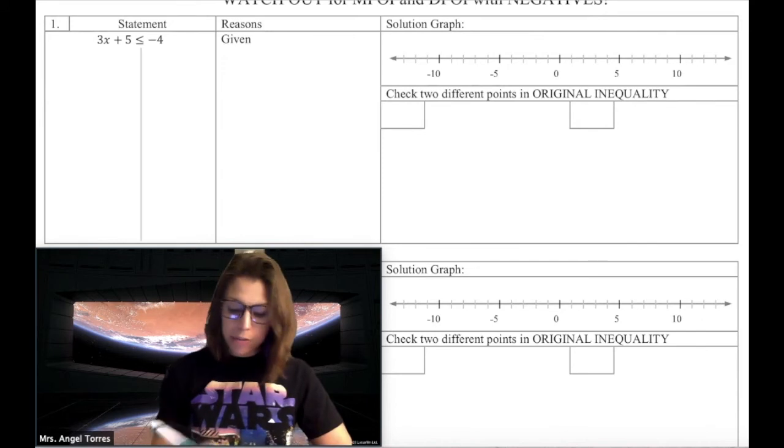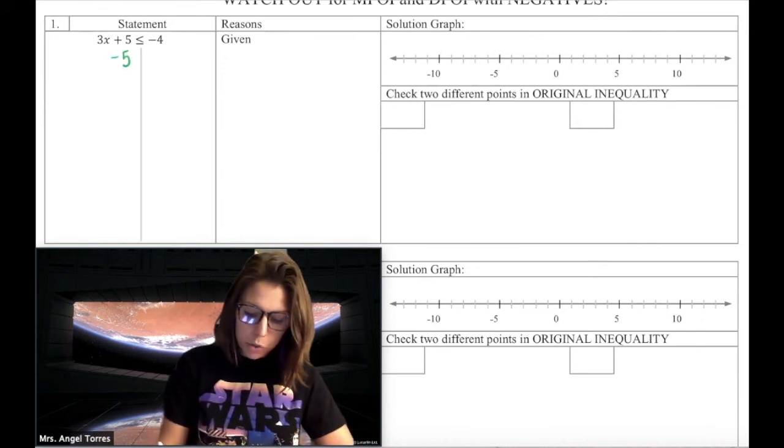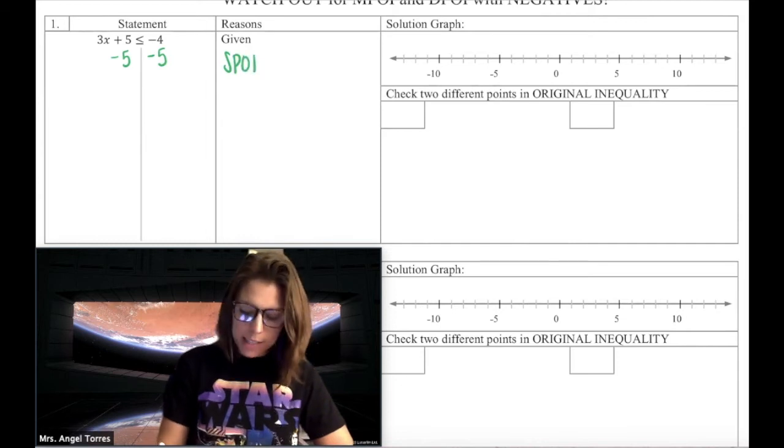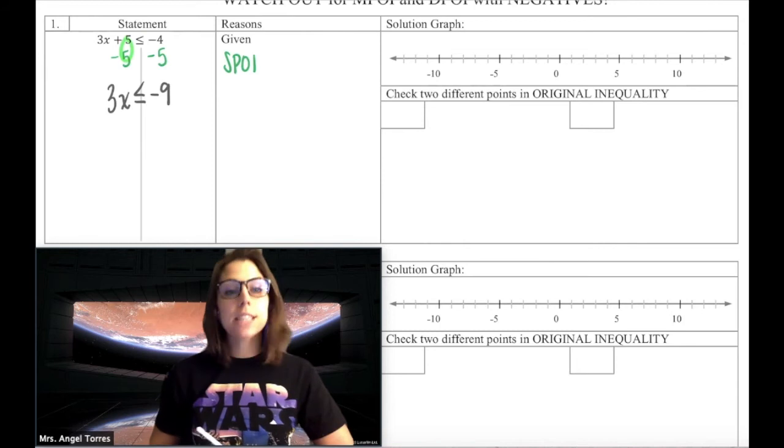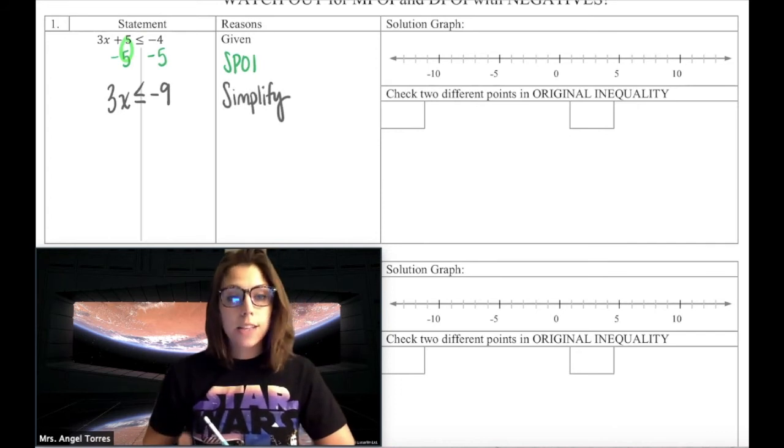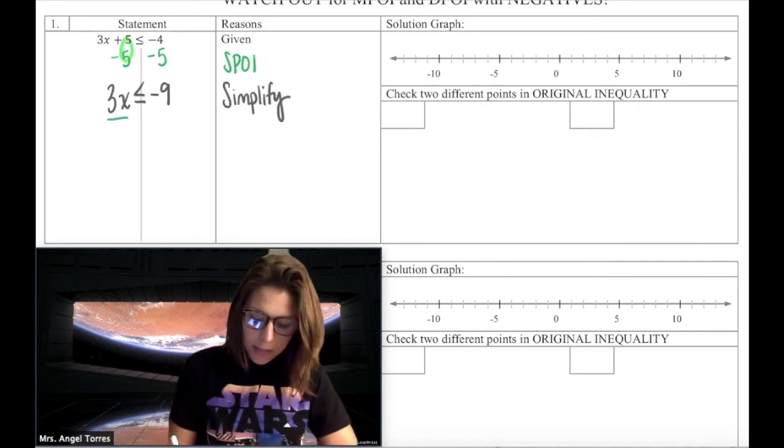On the left side, I have two terms. I'm going to subtract 5 from both sides using my MPOI. That creates a 0 term out of the 5, and after I simplify, I'm left with 3x is less than or equal to -9. I haven't done any multiplying or dividing with negatives, so nothing has to change yet. Now that I see 3x on the left side, I'm going to divide both sides by 3 using my DPOI.